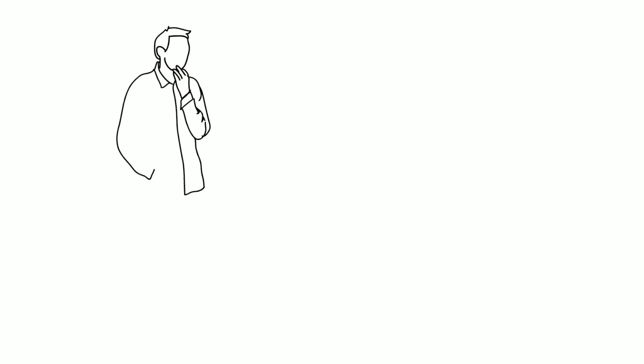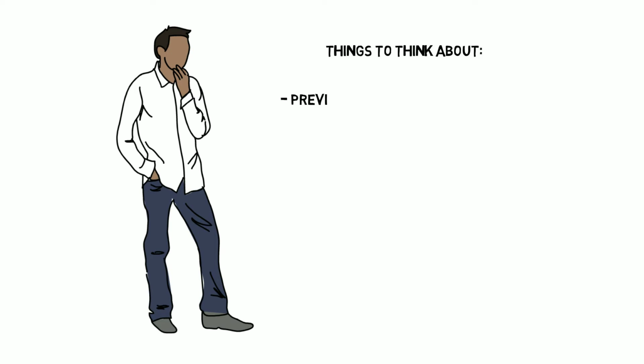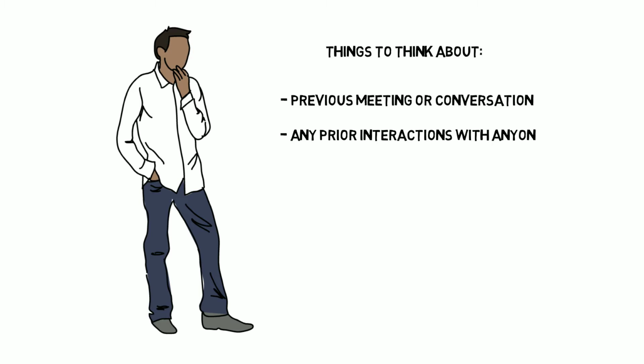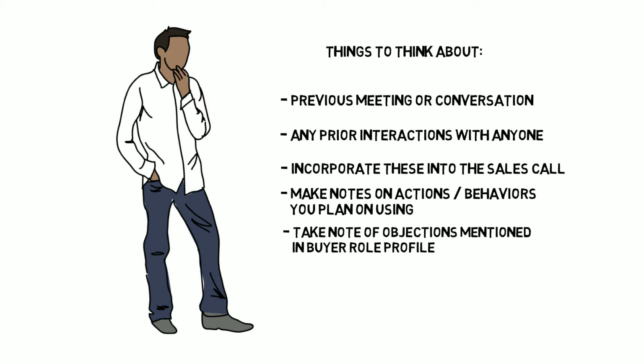As you prepare, consider the background that led to this meeting or role play. This includes a previous meeting or conversation and the information that was already exchanged with the seller in a potentially previous meeting. So be aware of any previous interactions described in your role play scenarios and incorporate this into your sales call. Make notes on the actions and behaviors that you anticipate using during your role play. Furthermore, take note of the objections that are mentioned in the buyer role profile and be sure to bring up these concerns and give the competitor an opportunity to address them.